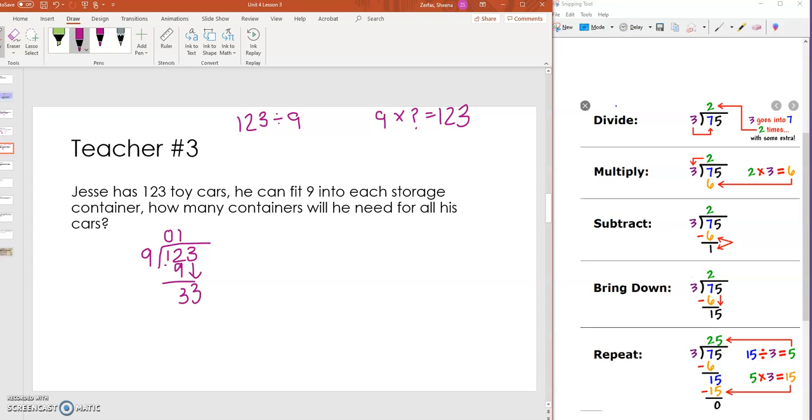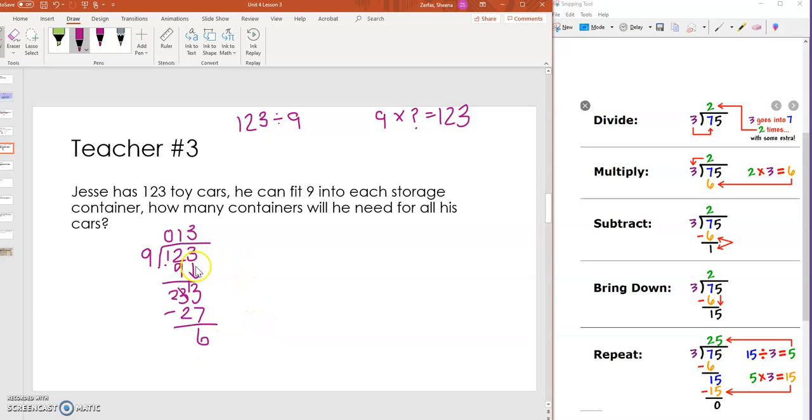I know 9 times 4 is 36, so that would be too many. 9 times 3 is 27. So 3 is the number of groups we can make. And I just said multiply: 9 times 3 is 27. Put that underneath to be subtracted. I'll regroup. 13 take away 7 is 6.